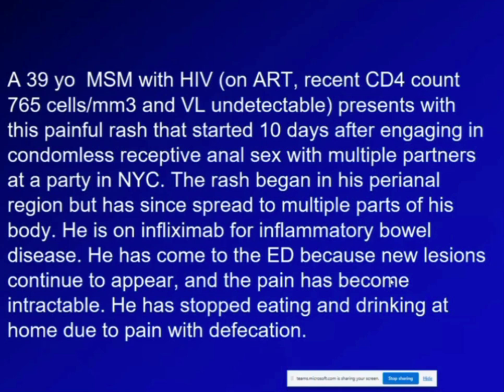A 40-something MSM with HIV on ART, recent CD4 count 765, viral load undetectable, presents with a painful rash 10 days after engaging in condomless receptive anal sex with multiple partners at a party in NYC. Sounds like healthcare. The rash began in his perianal region and has since spread to multiple parts of his body. Oh, he's on infliximab for inflammatory bowel disease. He comes to the ED because new lesions continue to appear and the pain has become intractable. He's stopped eating and drinking at home due to pain with defecation.